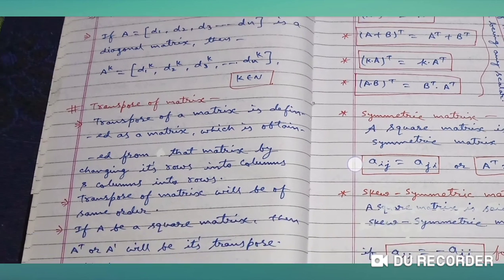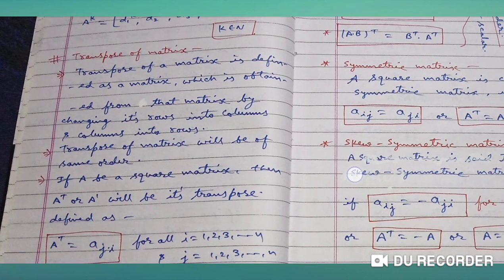Now there is a very special and very popular topic of matrices. This is about transpose. So what about transpose? This is the transpose of a matrix. The transpose of a matrix is defined as a matrix which is obtained from that matrix by changing its rows into columns and columns into rows. The transpose of a matrix will be of the same order. If A is a square matrix, then A T or A dash will be its transpose, defined as these.